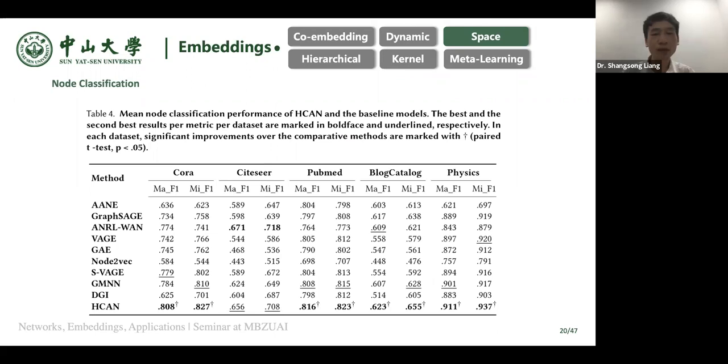You can see we have the node classification performance. If you look at the table at the bottom, our algorithm performs the best compared to other baselines, which model into different spaces. For instance, some model into the hyperbolic space, some into the Euclidean space. You can see the models in other spaces do not work very well.